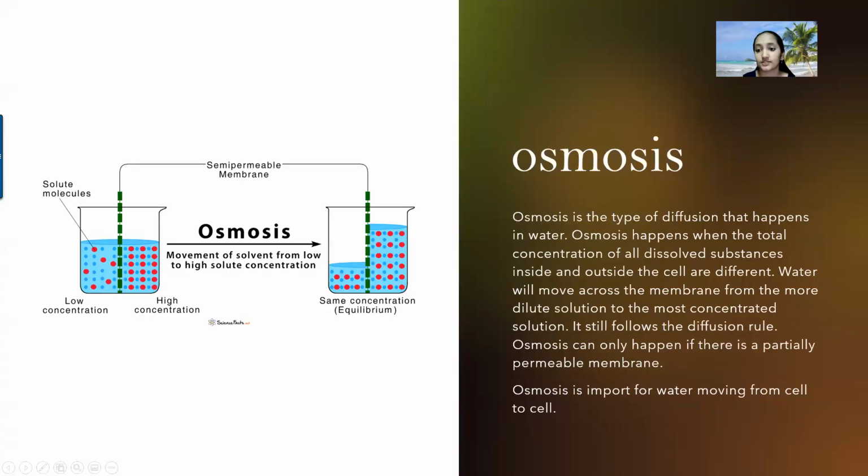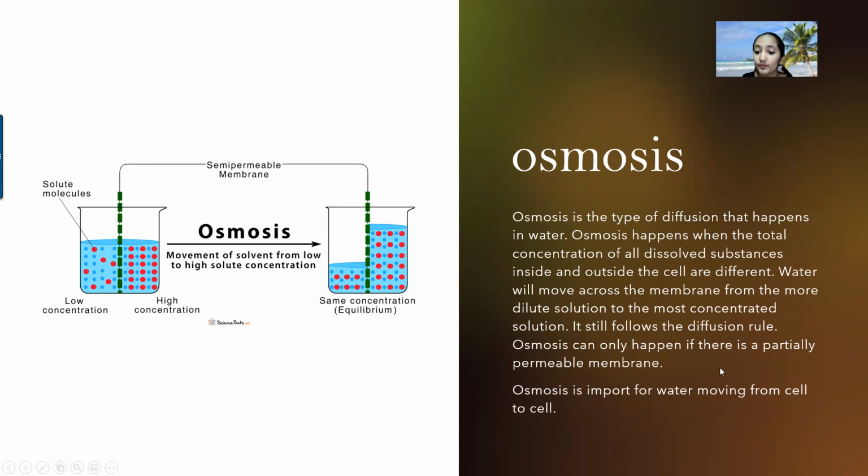Next, osmosis. Osmosis is the type of diffusion that happens in water. Osmosis happens when the total concentration of all dissolved substances inside and outside the cell are different. Water will move across the membrane from the more dilute solution to the more concentrated solution. Dilute solution means there is more water than substances in the solution, and concentrated means there is more material in the solution than water. So it still follows the diffusion rule.